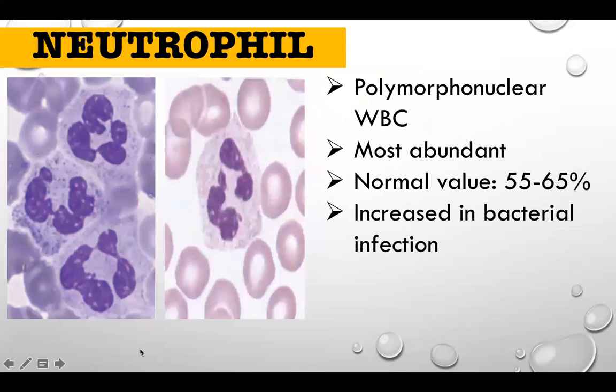Neutrophil is the most abundant white blood cell found in our body. They're also known as polymorphonuclear white blood cells or segmenters. The normal value of neutrophils is 55 to 65%, and the significance of which, if there is an increase in neutrophil count, is that you are having a bacterial infection. The lobes here are usually from 3 to 5, but the number of nuclei, as I mentioned a while ago, is 1.